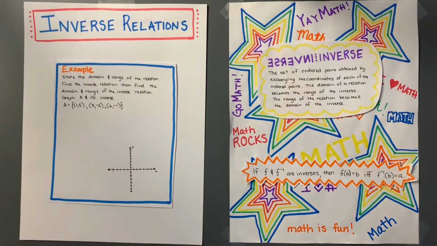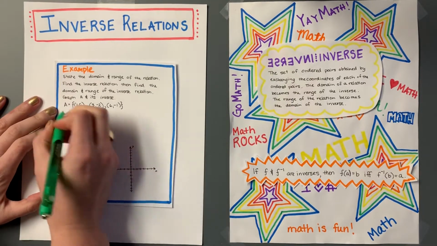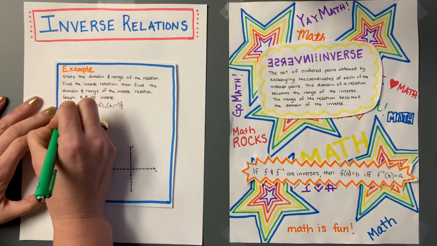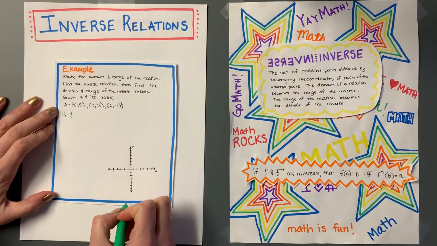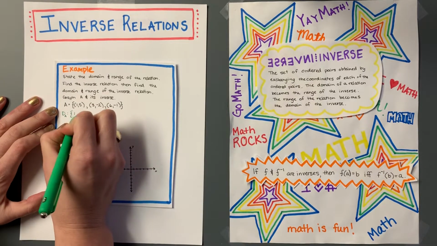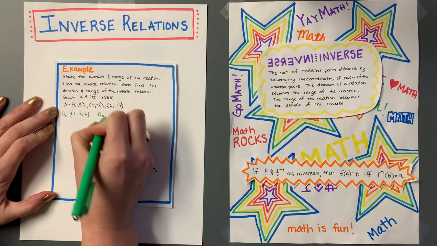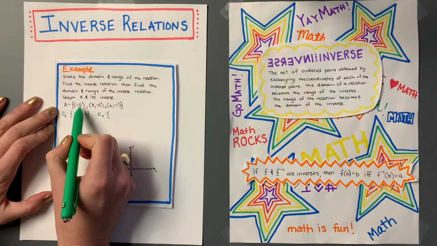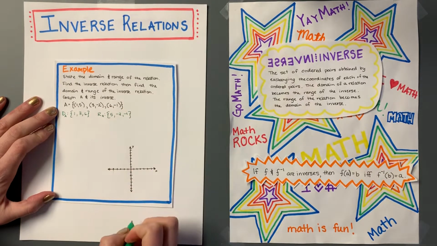So in this example, it says, state the domain and range of the relation, find the inverse relation, then find the domain and range of the inverse relation, graph A and its inverse. So to start, I want to write the domain and range of A. And remember, the domain is the X values or the inputs. So this is 1, 3, and 6. And the range of A is the output or the Y value. So that is 5, -2, and -1.